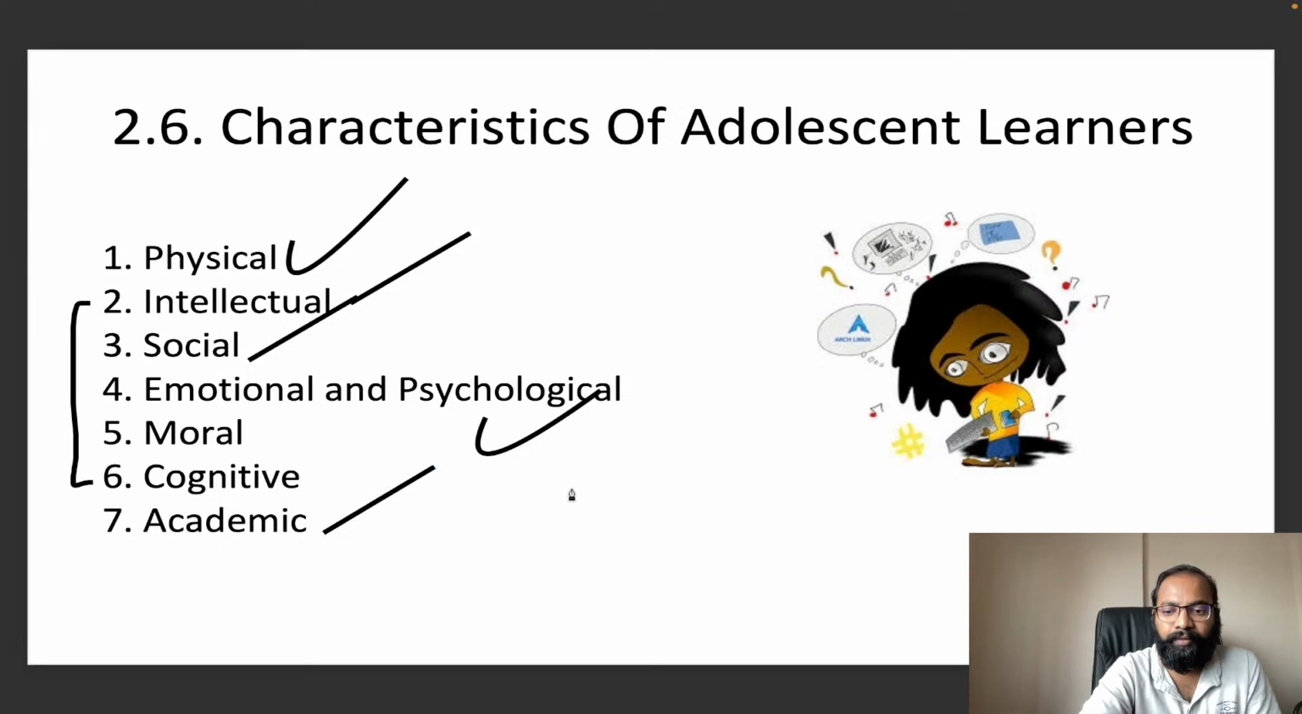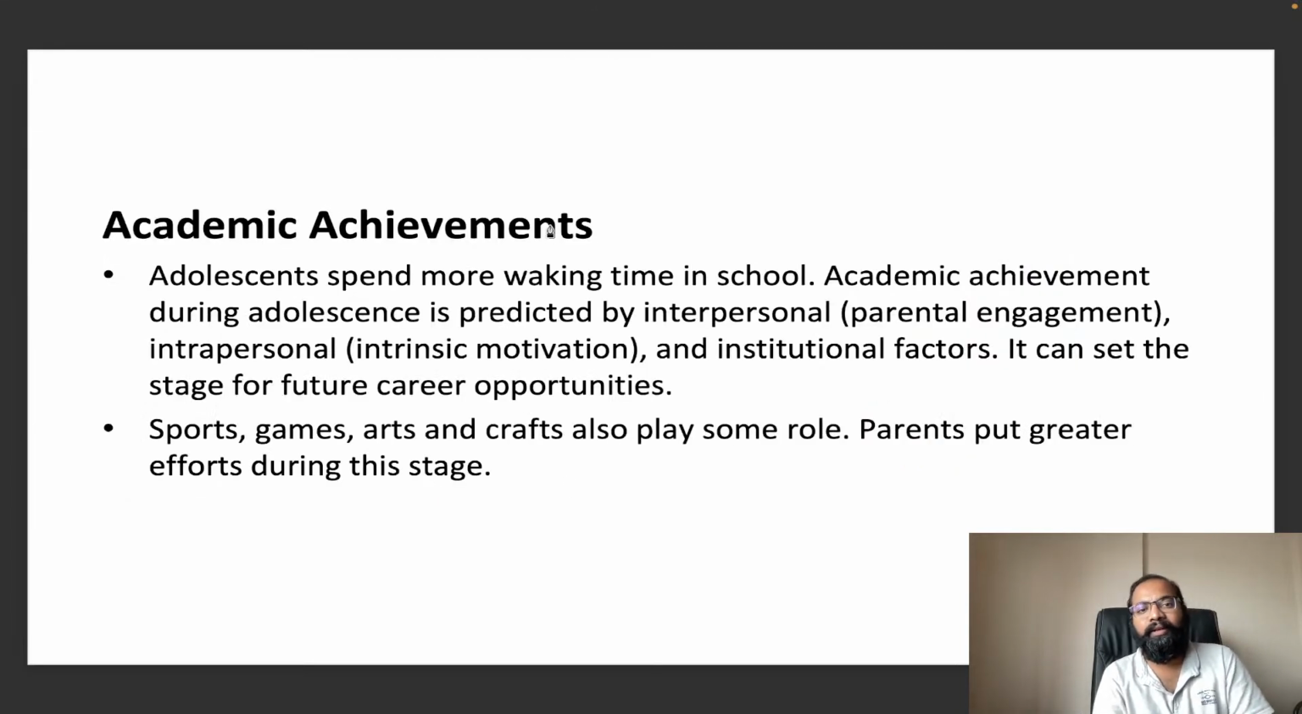Okay, fine. So if you are speaking of adolescent learner characteristics with respect to academic achievements, they spend more time in school, and academic achievement during adolescence depends on parental engagement and motivation among themselves. Okay, and the institutional point of view means the school point of view. All these things can set future career opportunities. So involvement in games, sports, arts, and crafts also plays a major role.